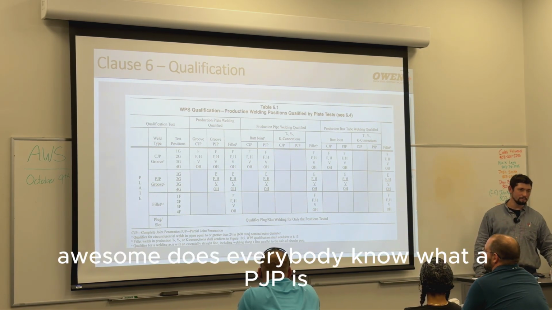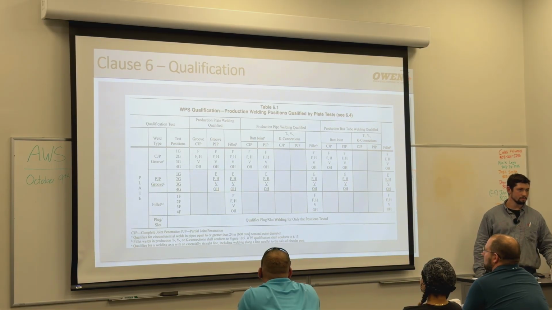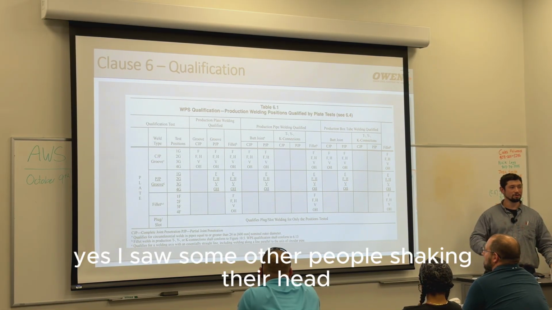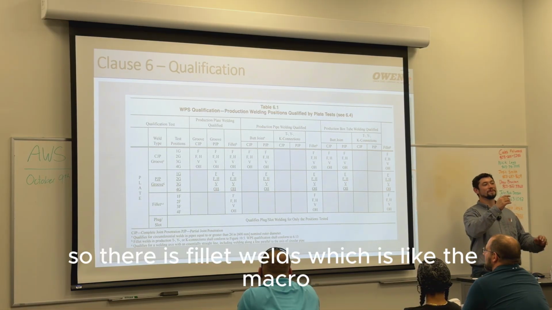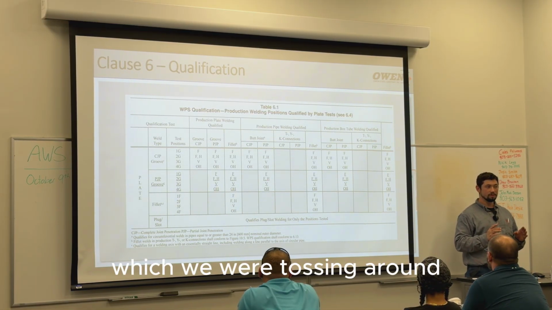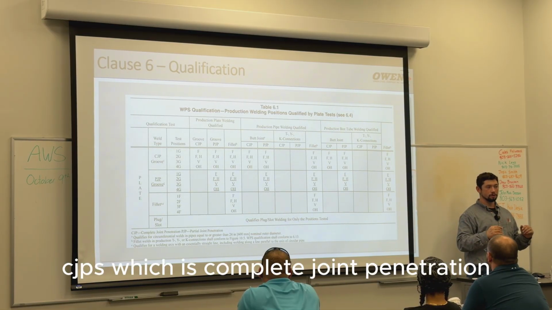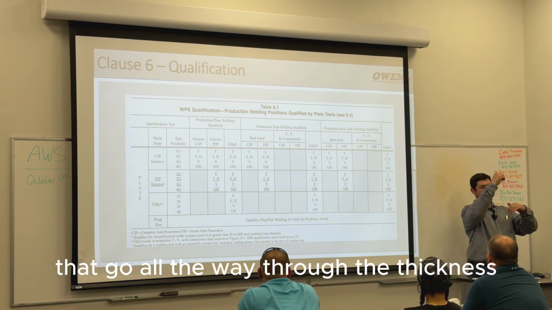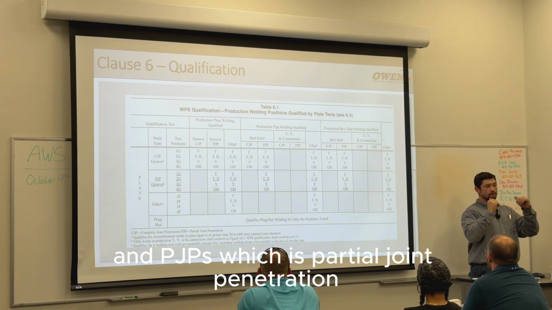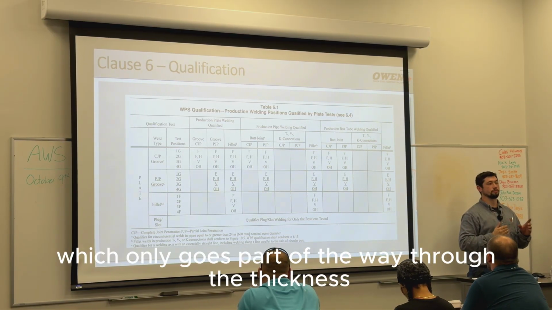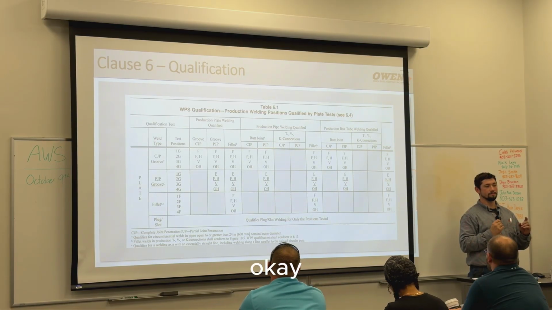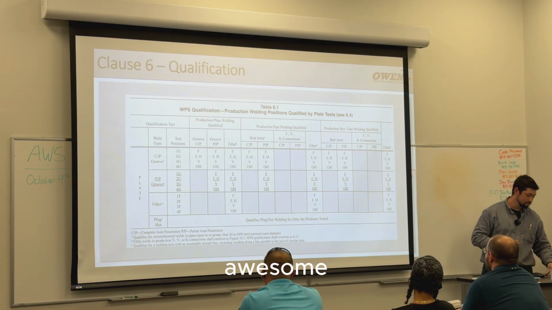Awesome. Does everybody know what a PJP is? Yes, I saw some other people shaking their head. So there's fillet welds, which is like the macro etch we were tossing around. CJPs, which is complete joint penetration, where you have prepped edges that go all the way through the thickness. And PJPs, which is partial joint penetration, which only goes part of the way through the thickness. Okay? Awesome.